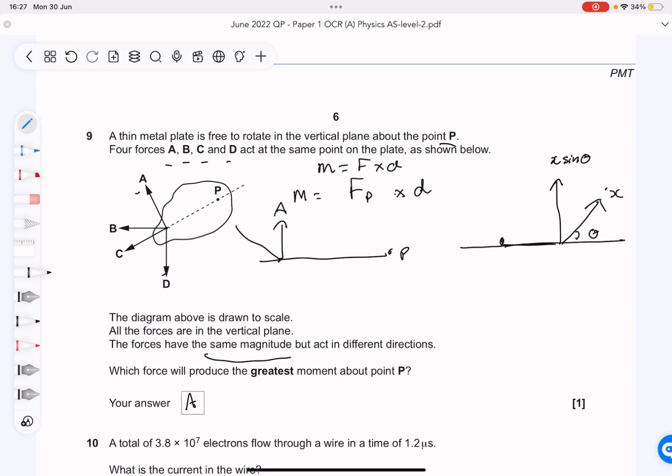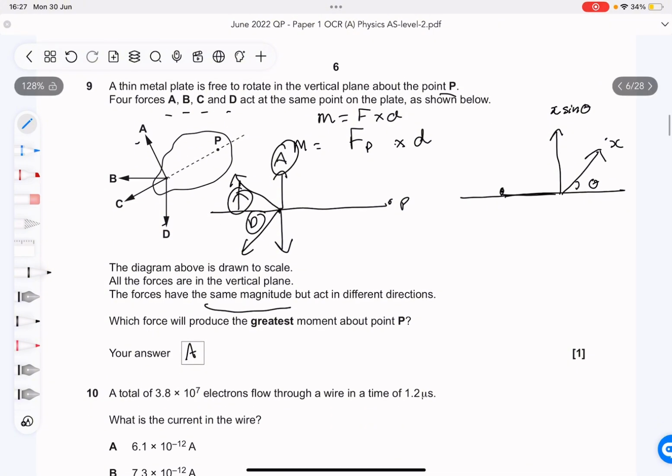B is going off in that direction. So I have to resolve B like that. And that's the value I'd find, which is smaller than B itself. And D is like that. So I have to find that component, which is smaller than D itself. So A is the correct answer. I hope that made sense, guys.